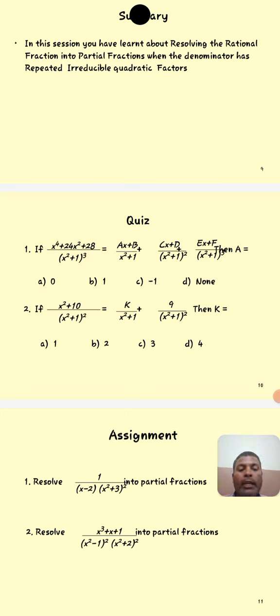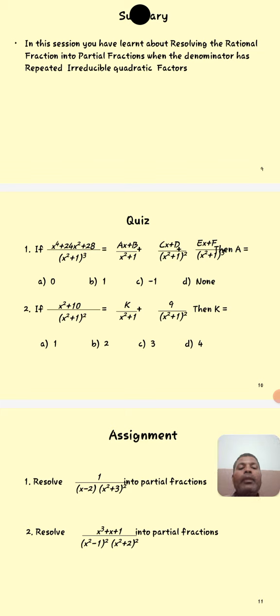So totally how many values? 8 values are there. These values we have to substitute in the main equation. We get the resolving into partial fractions. So whenever we compare, this problem is very lengthy. Okay, but it totally depends on the factors.